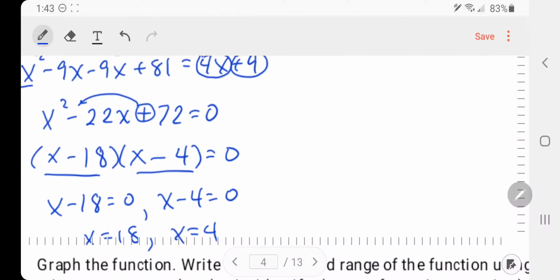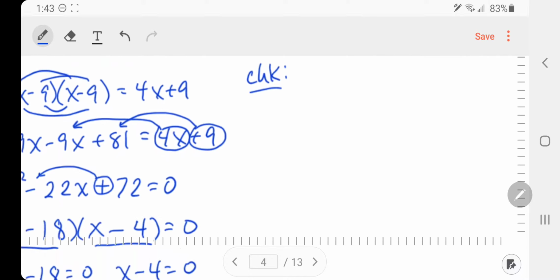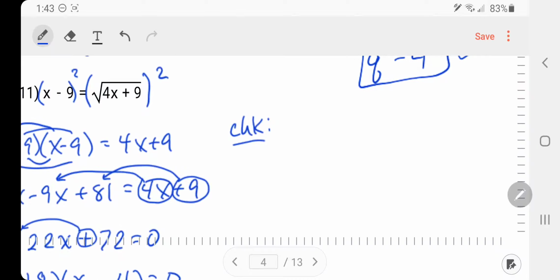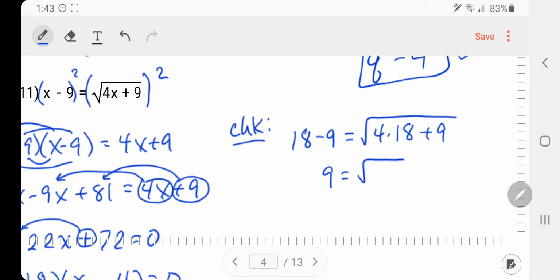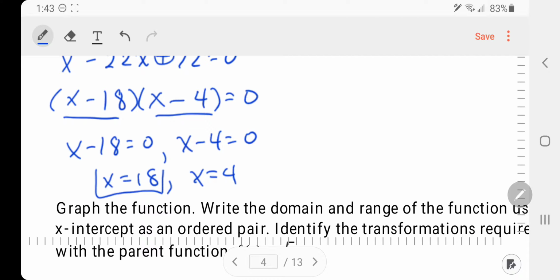And then we need to check those to see if they work in the original problem. Okay, so going for the check. Let's check the 18 first. So 18 minus 9 equals square root of 4 times 18 plus 9. 9 equals, what is 4 times 18? Should know that. 72 plus 9 is 81. And the square root of 81 is 9, so 18 is a good answer.